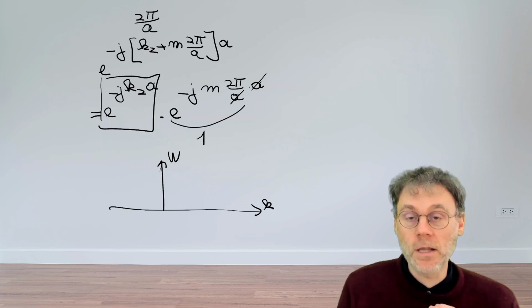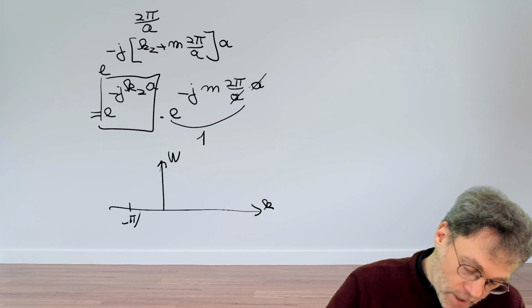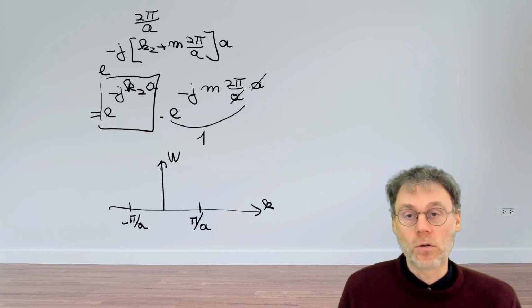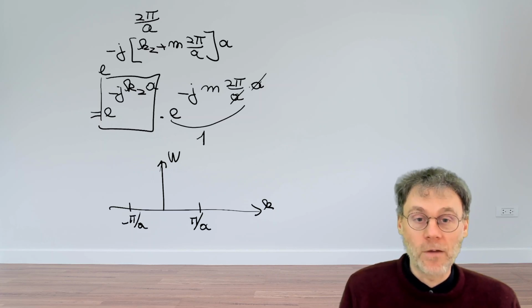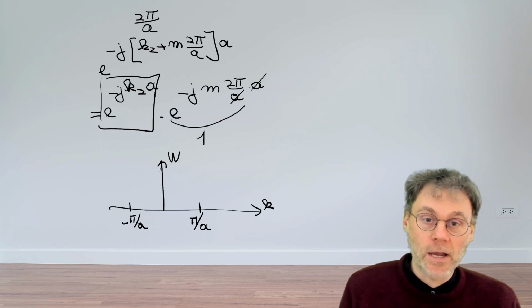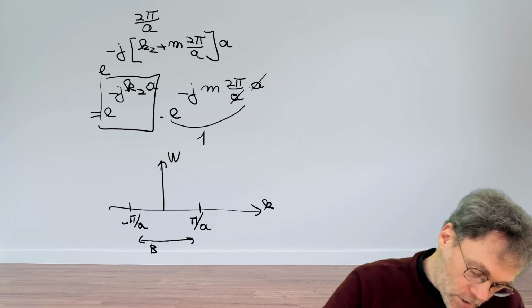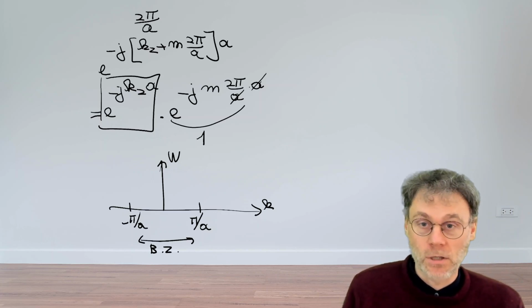And then conventionally, people choose the region from minus pi over a to plus pi over a as the so-called non-redundant zone of information for the k values in the dispersion diagram. And this zone they call the Brillouin zone. So that's the region of non-redundant information in the dispersion diagram.